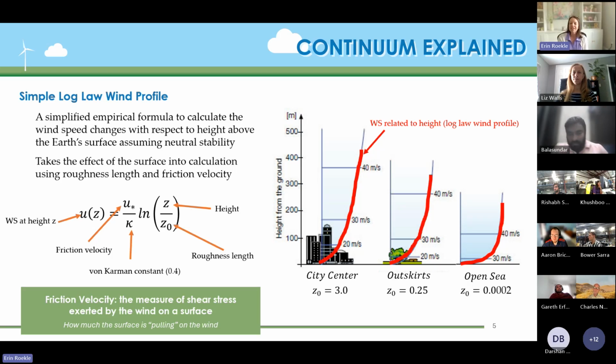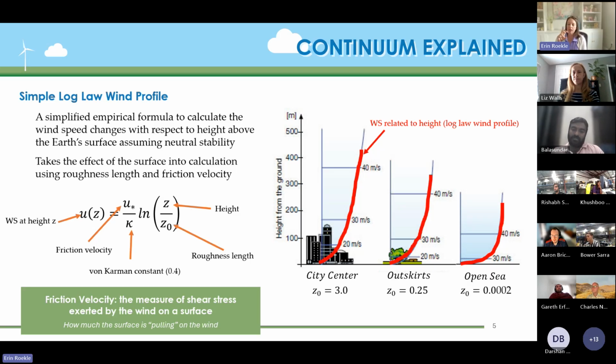Okay, so this is a pretty simple graphic to explain what this wind profile looks like as you go up in height. The y-axis is our height in meters above the ground, and you can think of the x-axis as wind speed. As you go up in height, your wind speed increases, and the decrease of the wind speed right near the surface is due to that surface. So that red line is what our wind speed is doing, and you can see we've got different levels, different wind speeds that we're hitting.